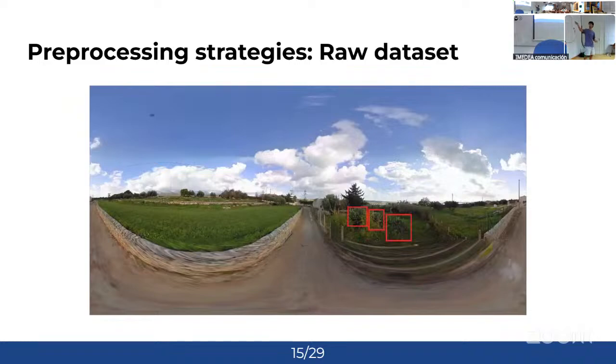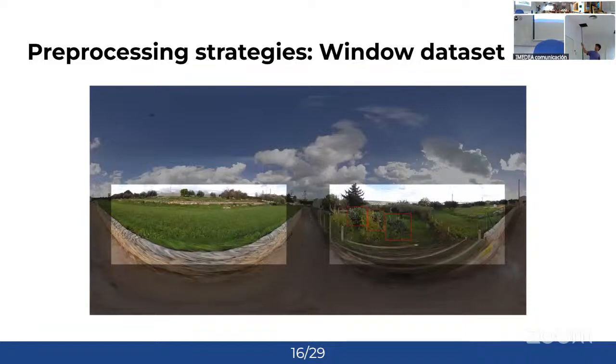Okay, that's a raw image, like the one we saw previously. Then this is the window dataset, splitting the image in 2 halves, and as we can see, the sky is a non-informative region. We can find the plant there, the road too, and then cropping the distant vanishing points, we will filter some really small objects.